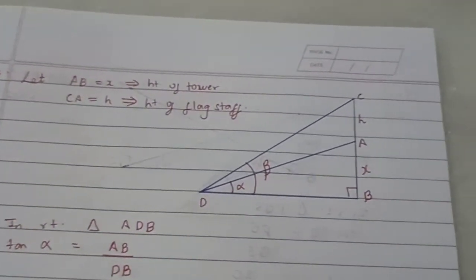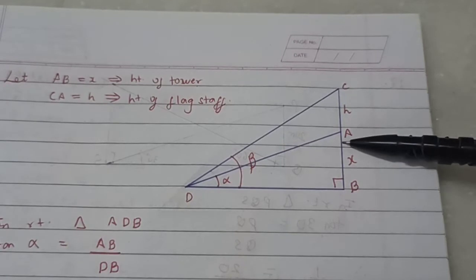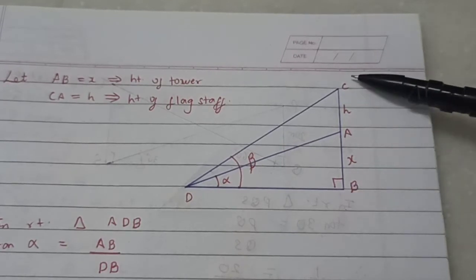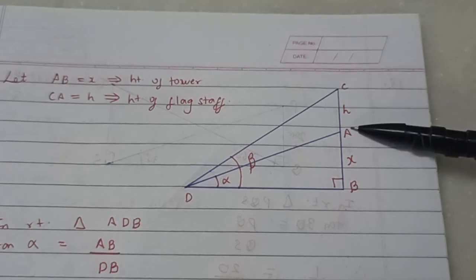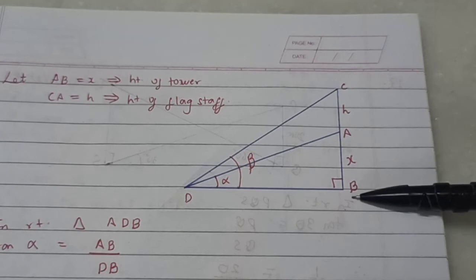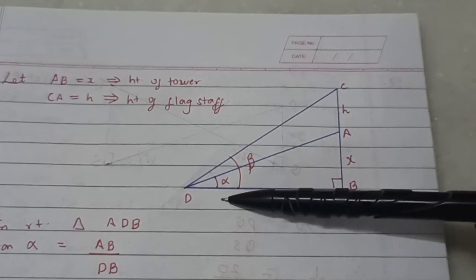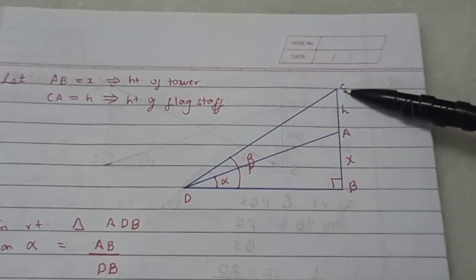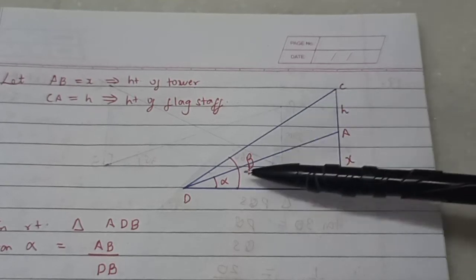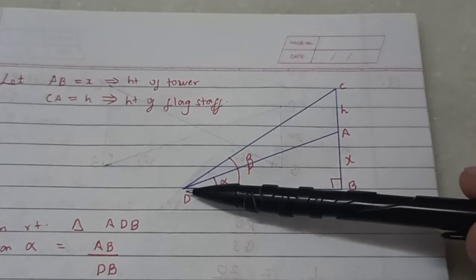So how do I prove it? This is the diagram. Let AB be the tower. So the height of the tower is x. And let CA be the flagstaff on top of the tower. So that's h. The tower has an angle of elevation alpha, and the top of the flagstaff has an angle of elevation beta from the same point.